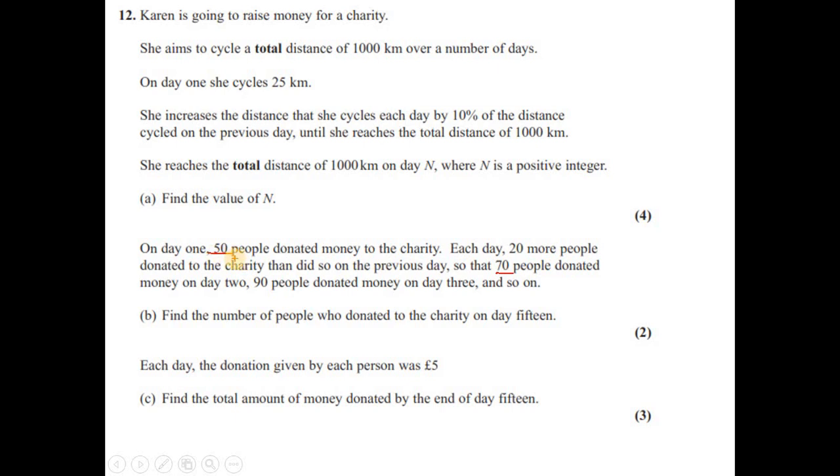So on the first day, the total amount donated by the people was £250. This is the first day amount. And then the second day is 7 times 5, that means 350, and then 450, and so on. So again you have a common difference of 100, and the first term is 250, and then you need to find the total amount.